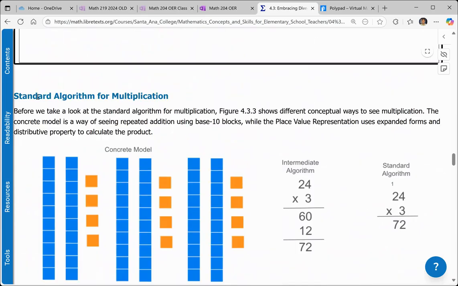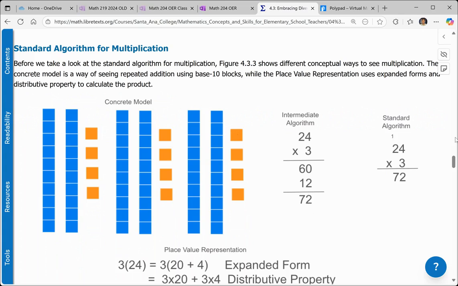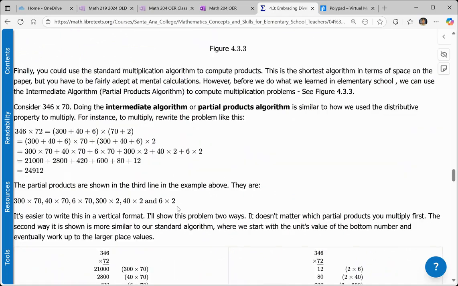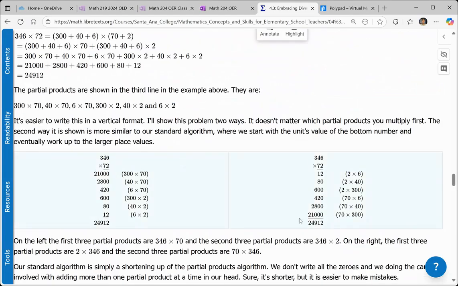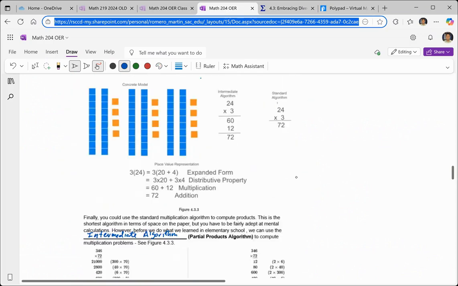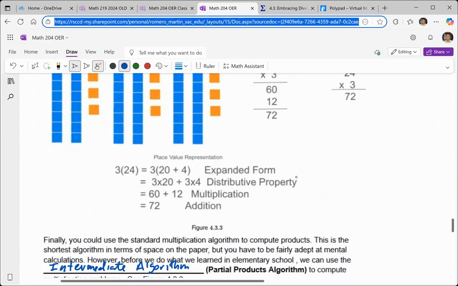Before we actually look at the standard algorithm, we're going to take a look at the intermediate algorithm that is connected to the standard algorithm. Intermediate, again, is this in-between one that uses the distributive property and expanded form to give you what we call the partial products algorithm, where we add them up after we do the partial products. You'll see a lot more inside the textbook, but let's take a look at an example before we jump into the standard algorithm.